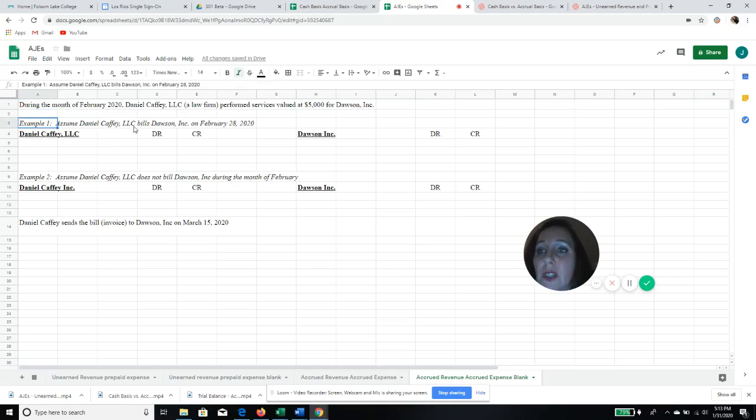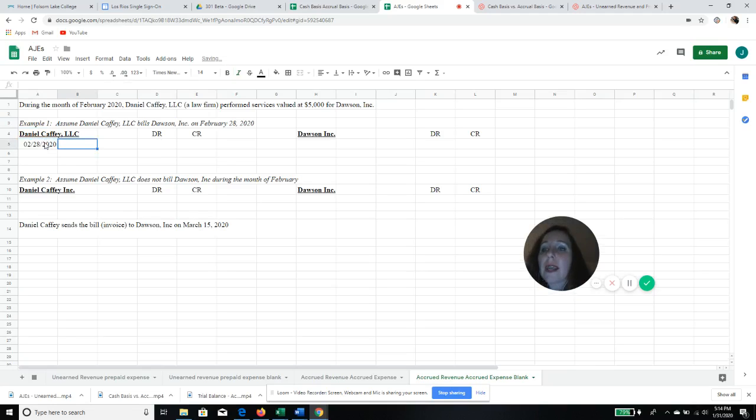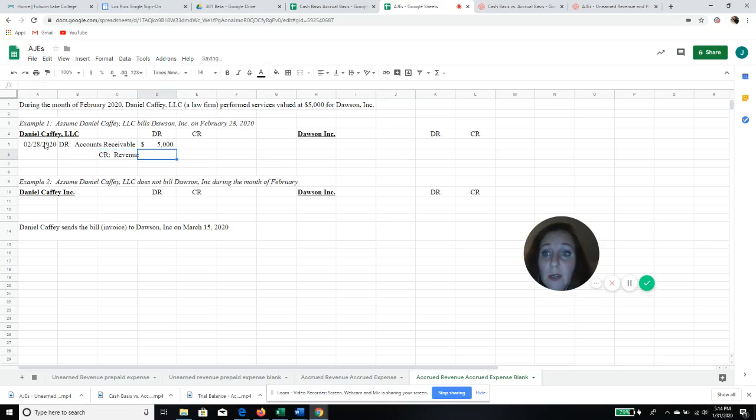So example one, assume Daniel Caffey LLC bills Dawson Inc. on February 28th, 2020. This would be a perfect world. This is not going to make us have to do an AJE, but I want to show you this first. Daniel Caffey, the lawyer, the seller, provided the services. He is going to debit accounts receivable because he's billed the customer for $5,000, and he is going to credit revenue because he provided the services for $5,000.